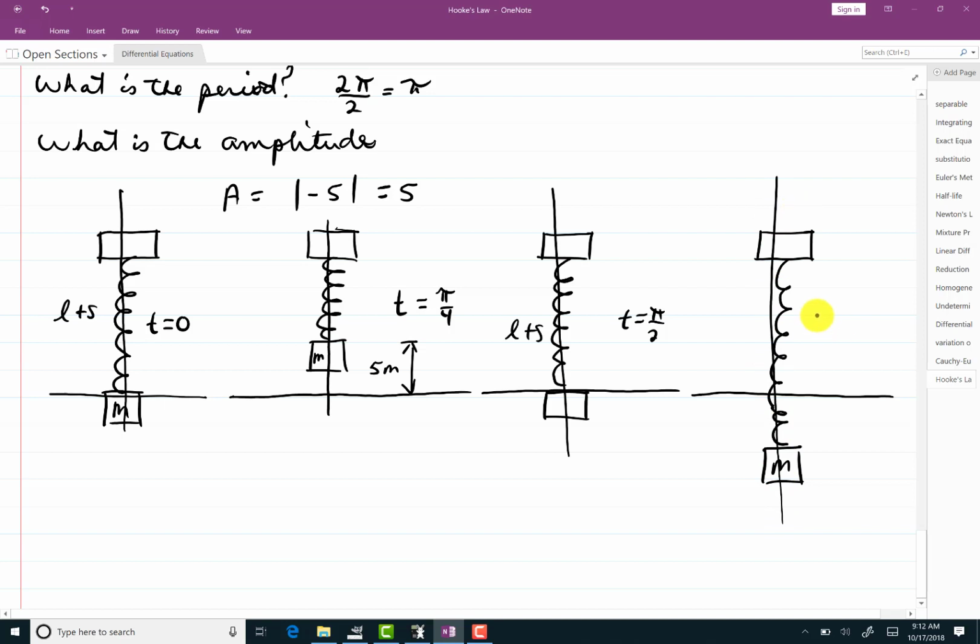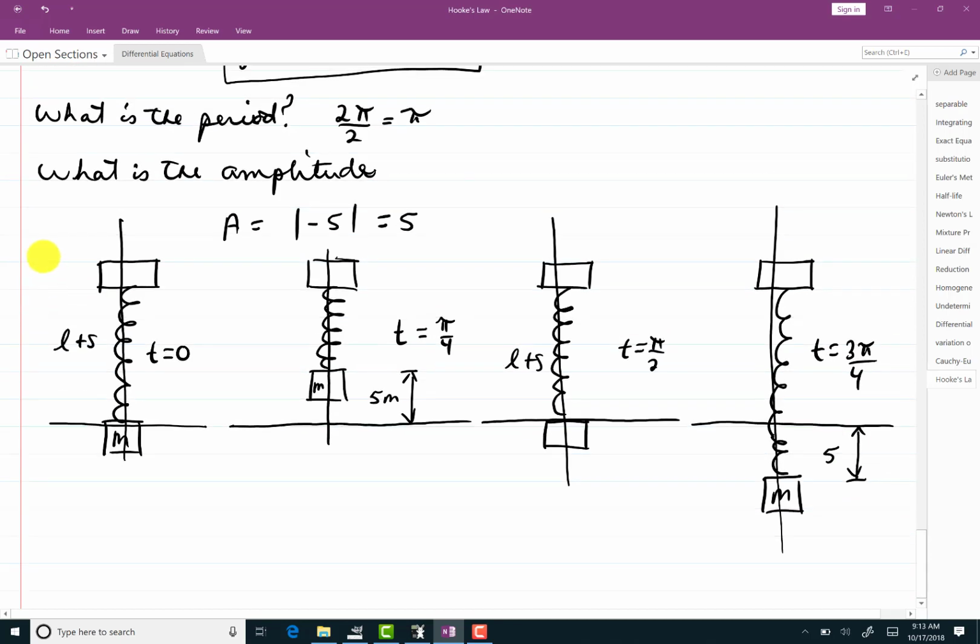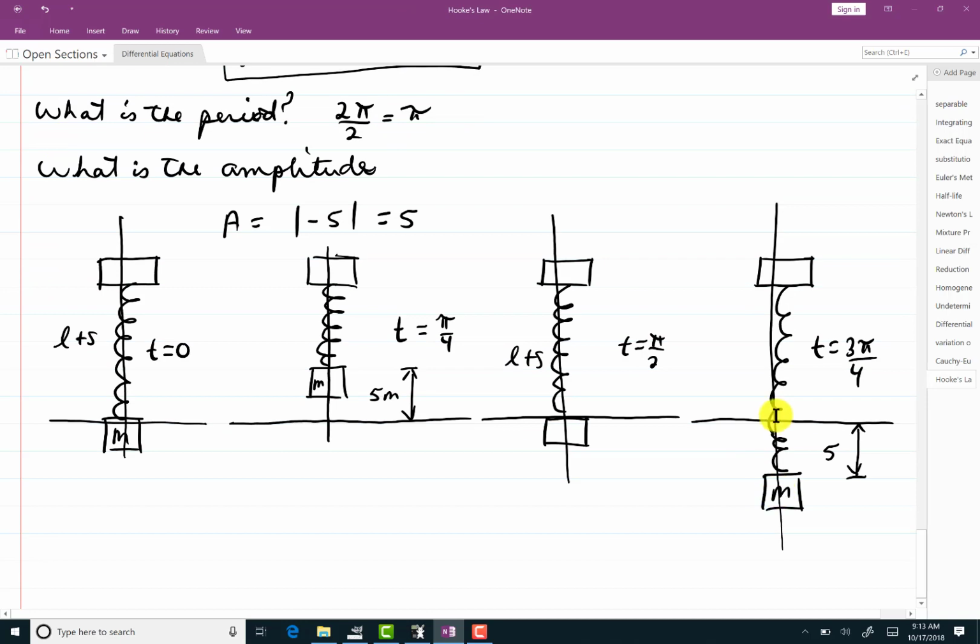So this will be when t equals 3 pi over 4. This now will be 5 meters, but underneath of the t-axis. And then by the time we get back to pi, when you get to pi again, it'll be back to equilibrium again.